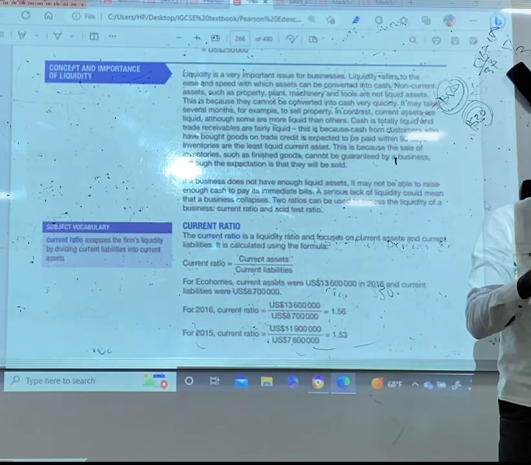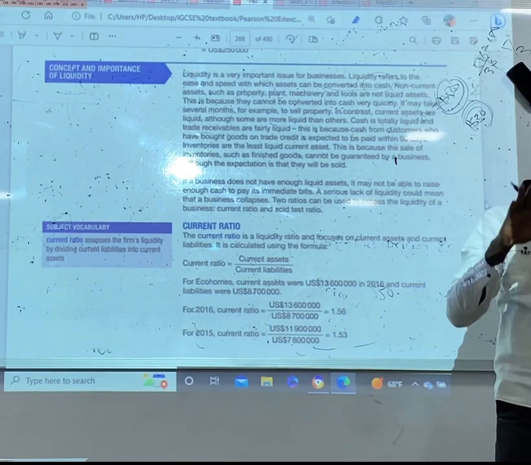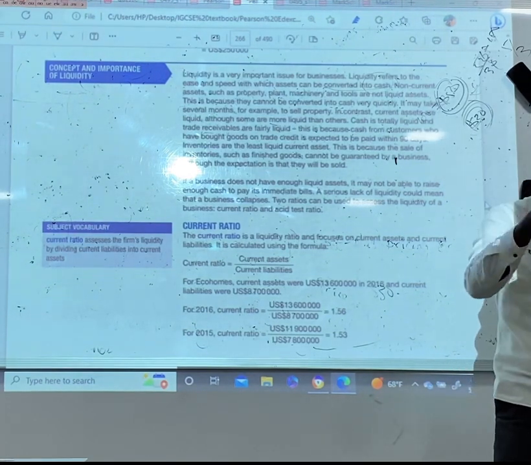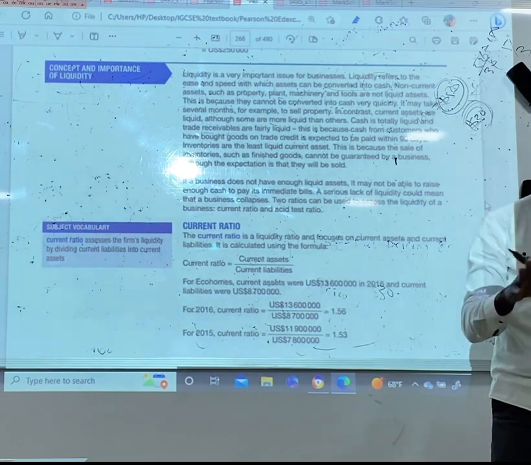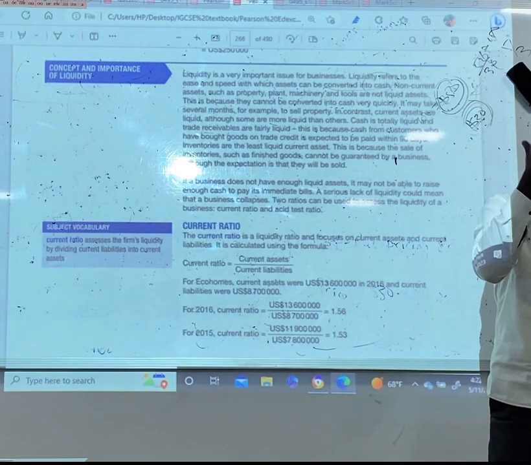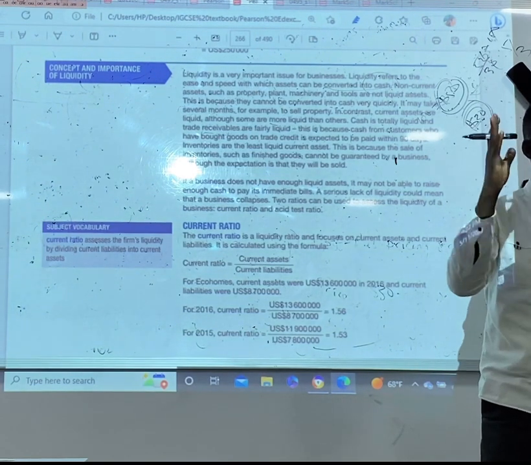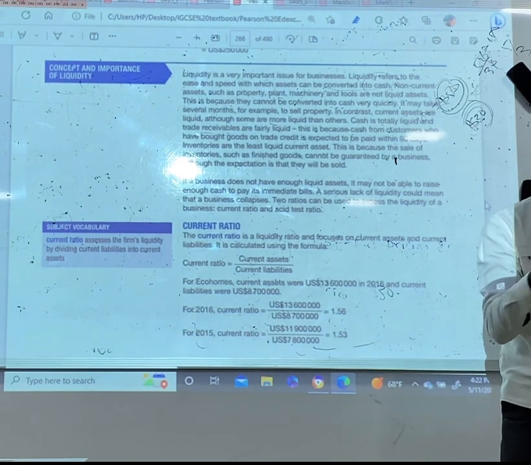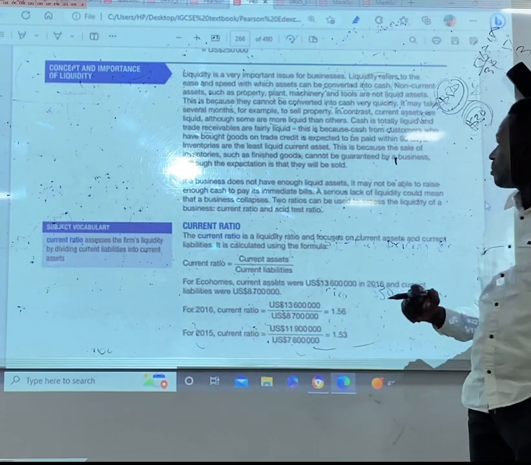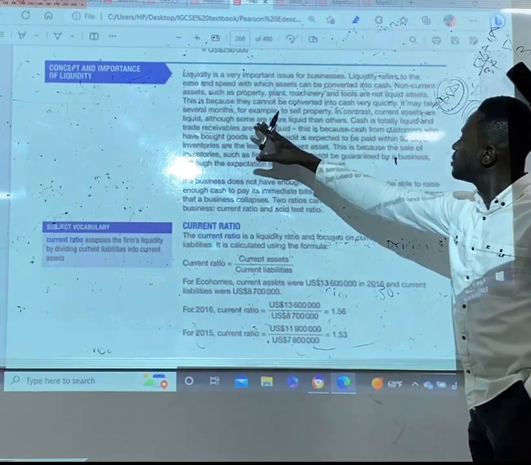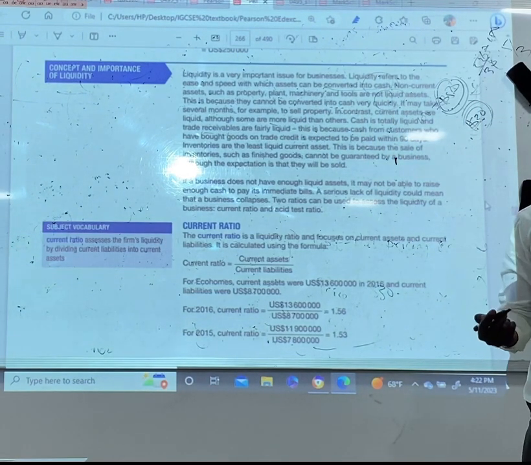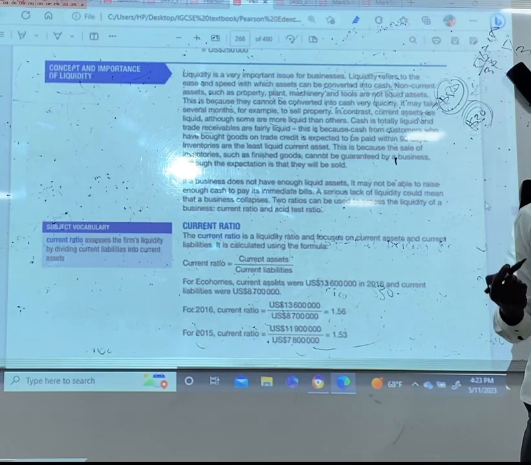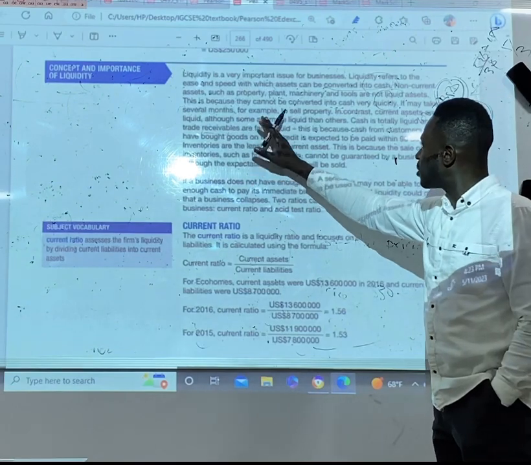For liquidity ratio, we measure current assets and current liabilities because both are things of a temporary basis. Within a year, you either get the money or you get the product. So within a year, it's done. Non-current assets cannot be converted into cash very quickly, not like stocks, debtors, or bank cash. It may take several months, for example, to sell property.